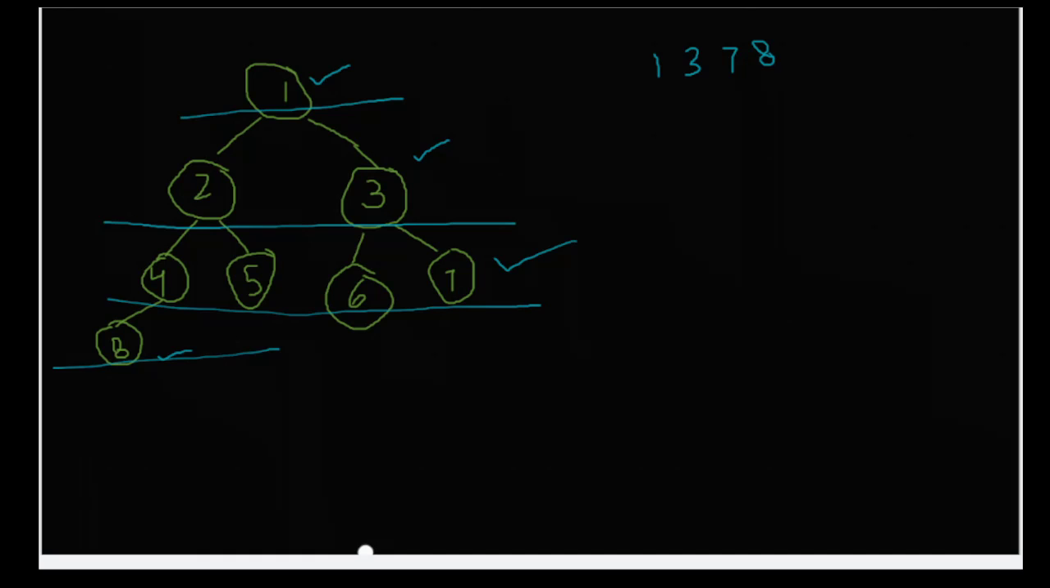So that's what you need to know. Now you know how you have to do. You have to take a level order traversal. In that level order traversal, take each level and check the last node. Okay. So how we will do this?